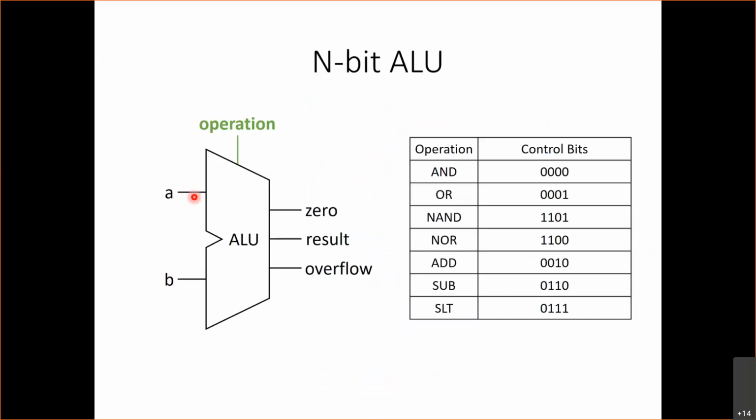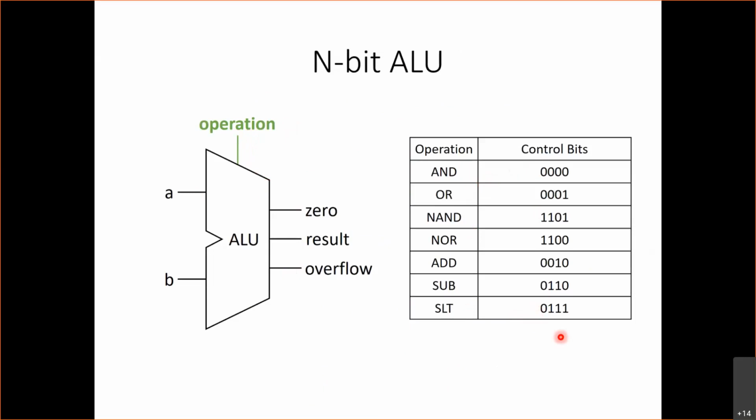It takes an n-bit operand A, an n-bit operand B, and gives us an n-bit result. It also gives us a flag that tells us whether or not the result is 0. It gives us a flag that tells us whether or not we have overflow. And it also takes an operation signal, and the control bits are going to be these bits over here, depending on what operation we would like to perform. And with that, we are done designing an n-bit ALU.